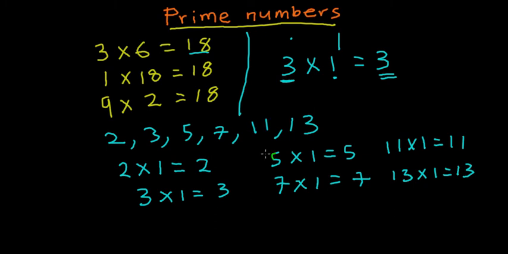But 1 in itself is not a prime number because 1 must be multiplied by another number. So there are other prime numbers, but these are the first 6 prime numbers.